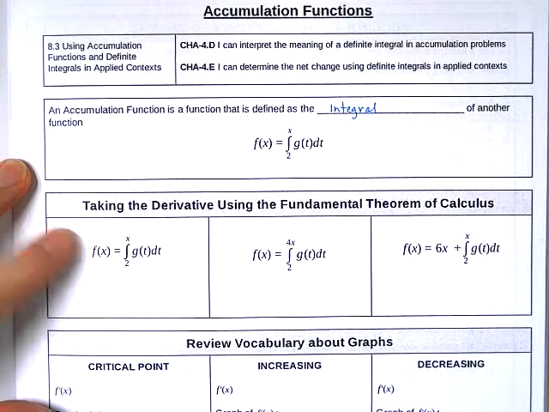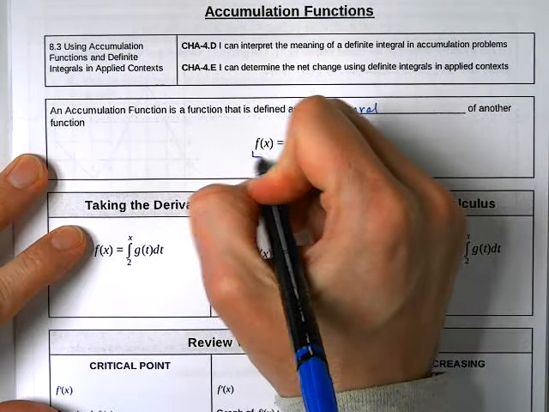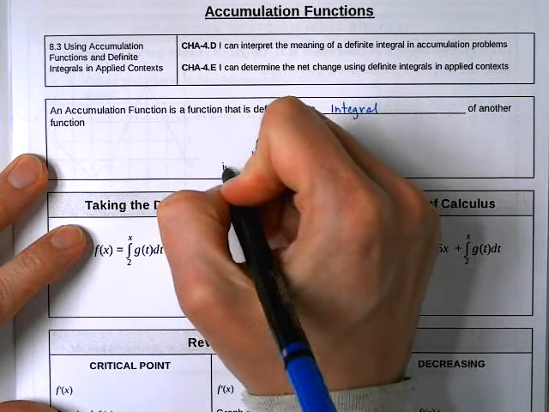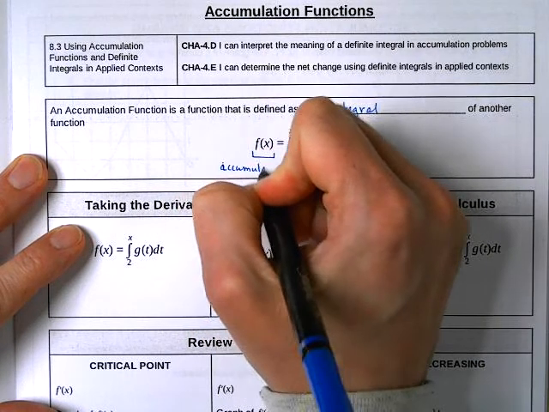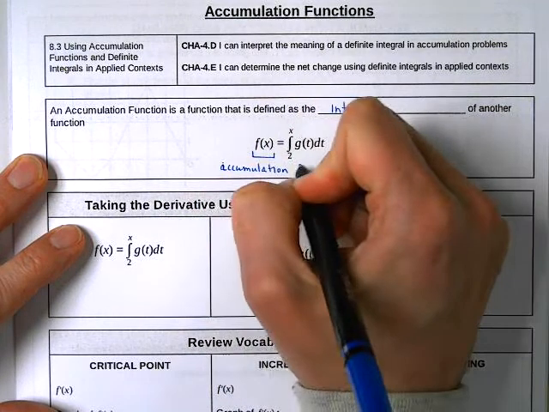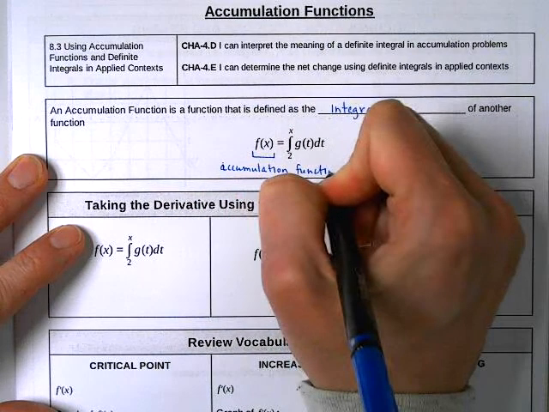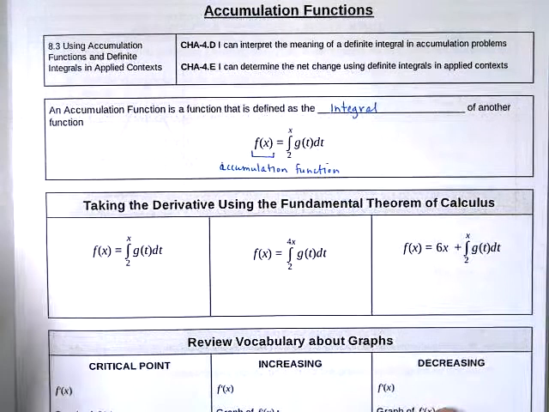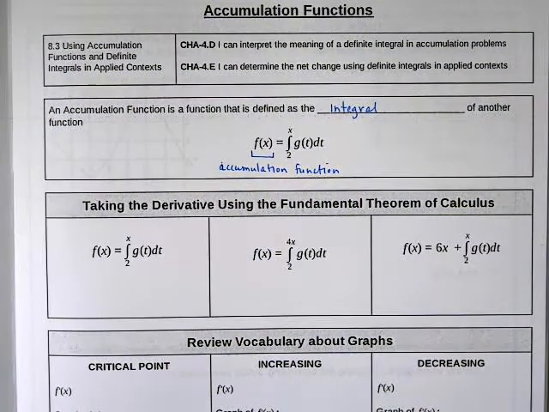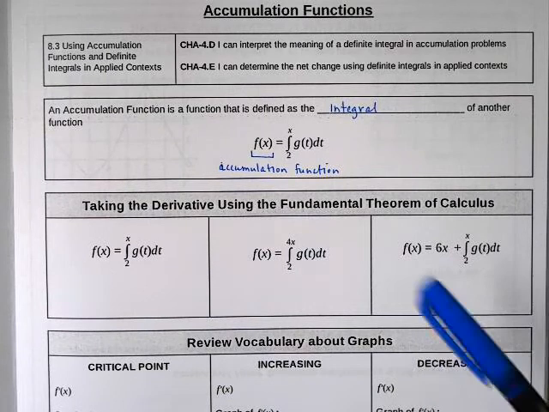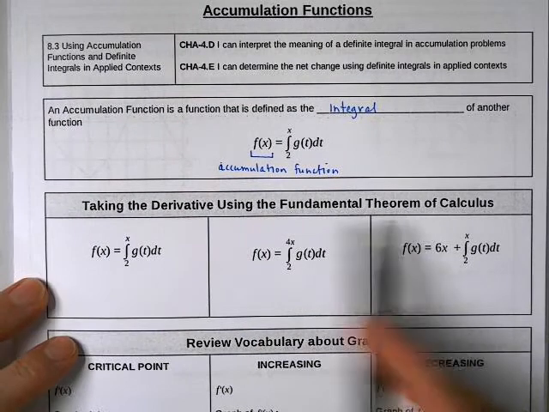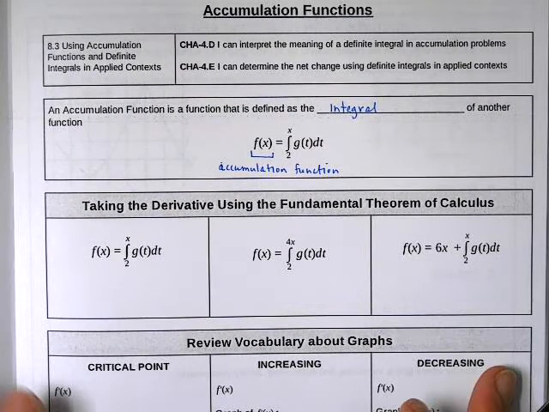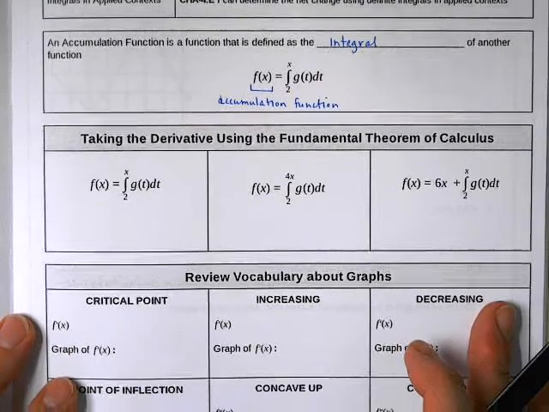of another function. So in this case, this f of x, we would call our accumulation function because it's defined as the integral of g of t. Now, hopefully, if you remember back, a big part of working with accumulation functions was being able to take the derivative of these functions, and that really relied on us using the fundamental theorem of calculus. So just as a quick review, here's how that worked.